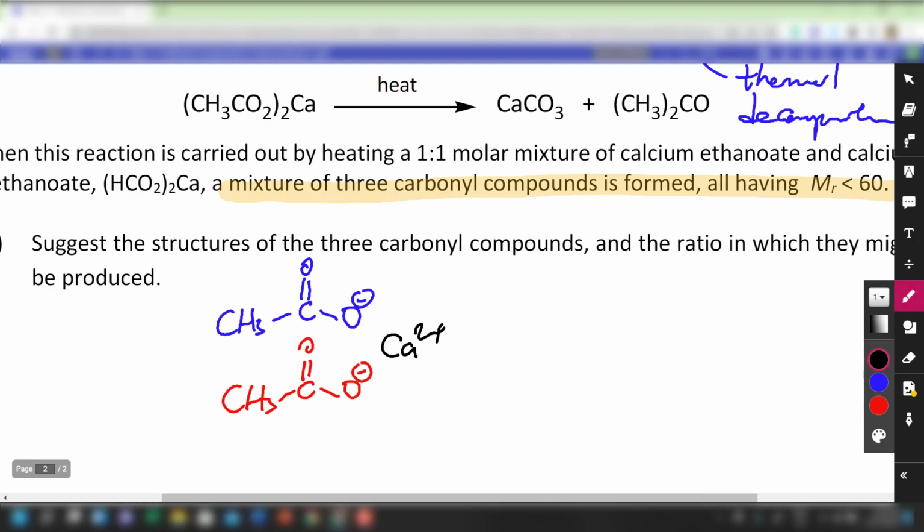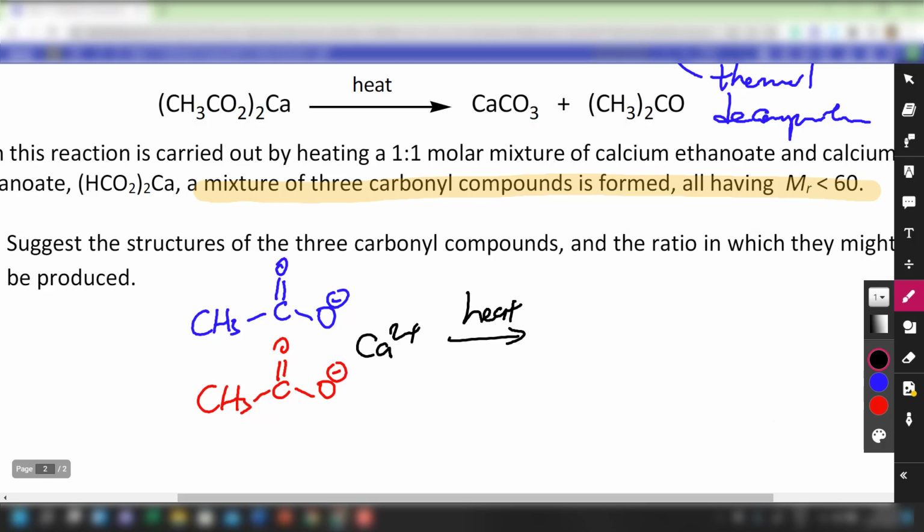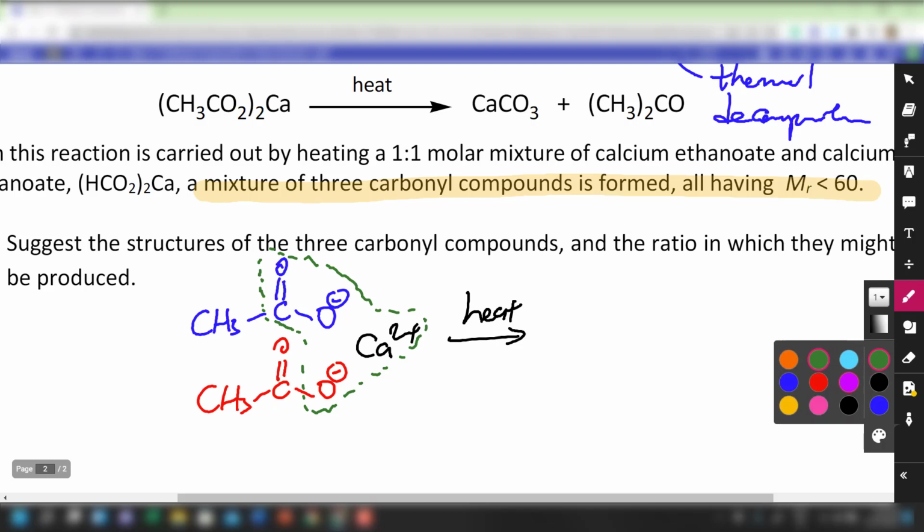When I apply heat to this compound, I can get calcium carbonate and propanone. If we just perform some sort of pattern recognition, maybe one of the ways I can get carbonate is like this. I'm just going to put the dotted lines. This is probably one way I can get the carbonates, and with that I'm just going to draw out the carbonate first.